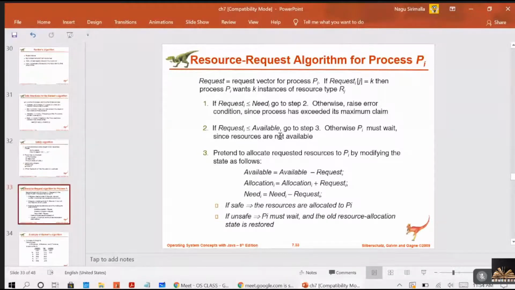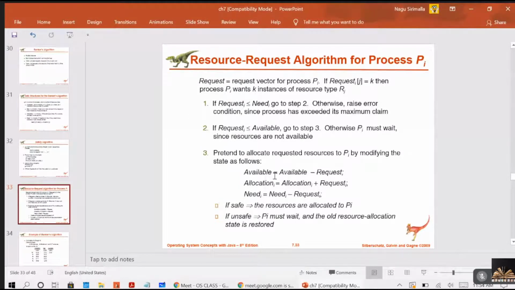Now, if this condition is satisfied, go to step 3. Otherwise Pi must wait since the resources are not available. Yes or no? I am requesting 5 resources, but there are only 4 available. Then they should make me wait until some other processes release the requested resources, so that my condition is satisfied, and only then I will be allocated.